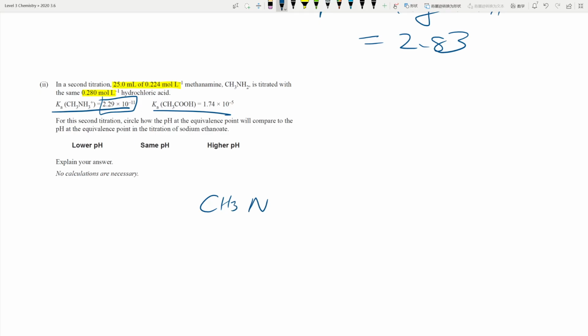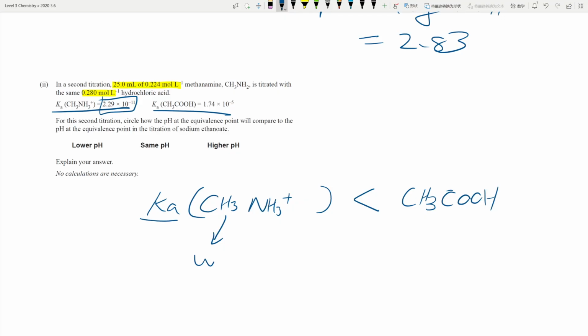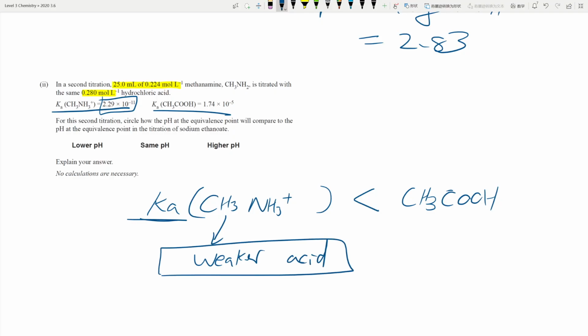CH3NH3+ has a Ka which is smaller than CH3COOH. So this guy dissociates less, because what does Ka mean? Ka means the standard dissociation of the acid. So this is a weaker acid, because it has a lower Ka.